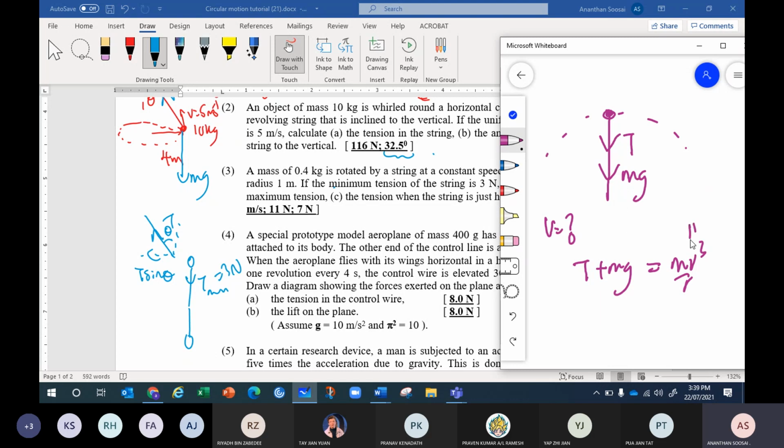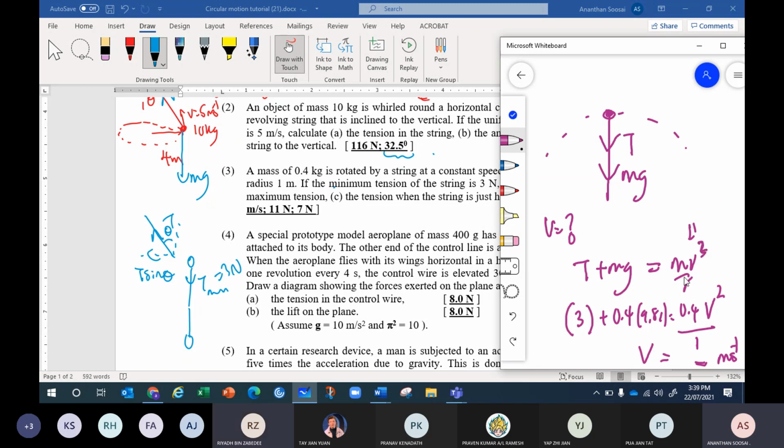You're looking for the v. Do you have other information so that v can be obtained? Mass is given, radius is given. So everything you know, you can find the v. Tension at the top, they say, is 3 Newton. Mass is 0.4. Gravity, always take 9.81. V is the one we are looking for. R, the radius, is 1 meter. Okay, you can solve for the v. So this should be your v.